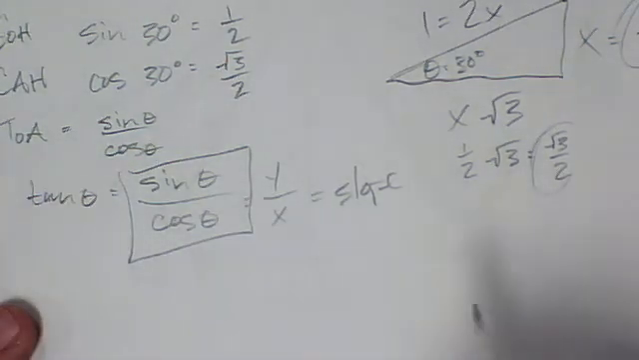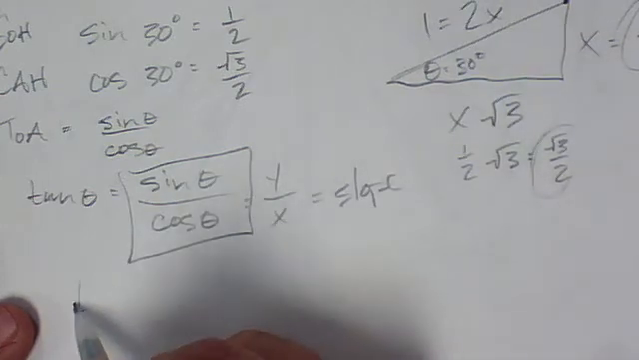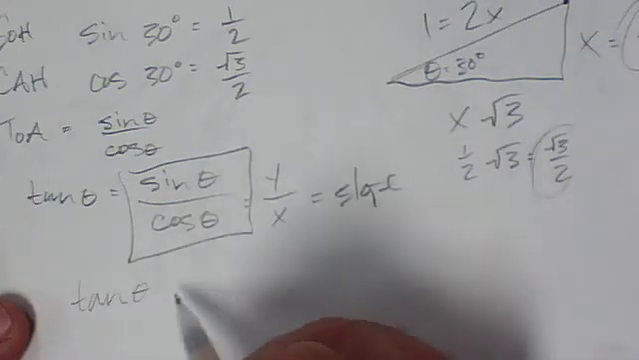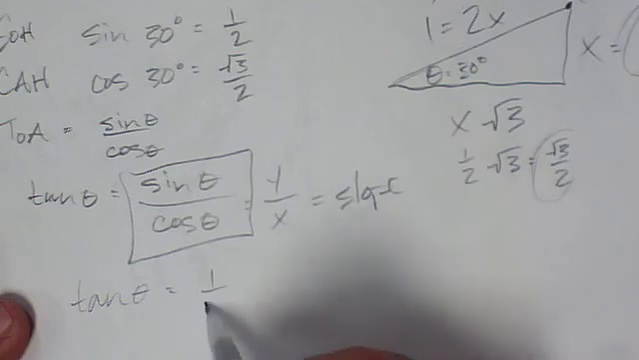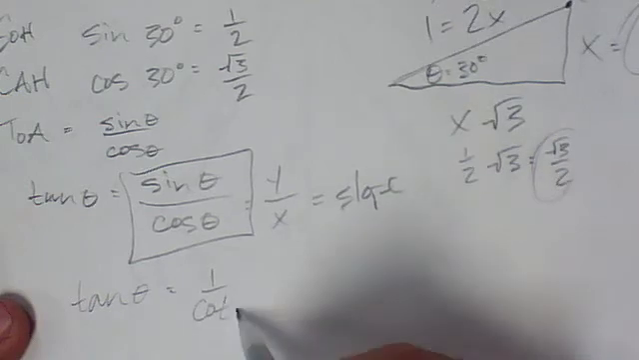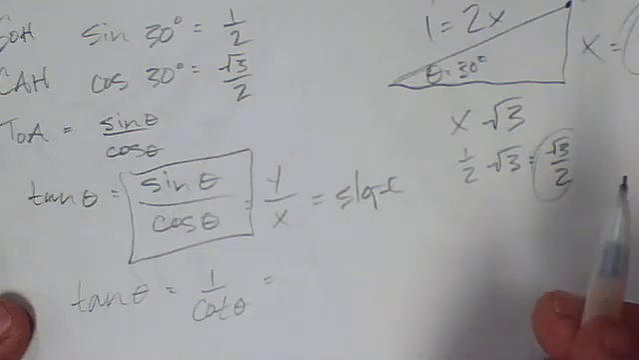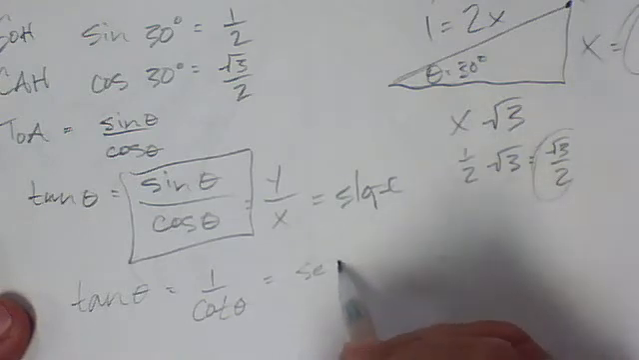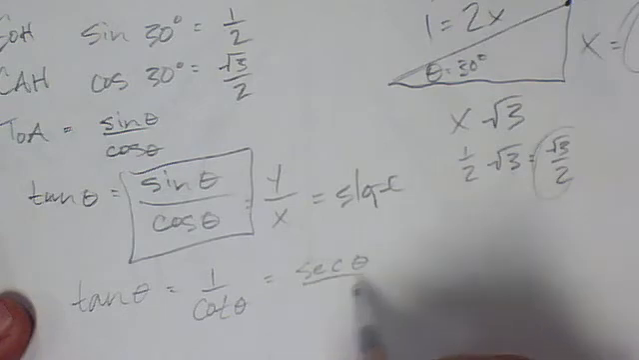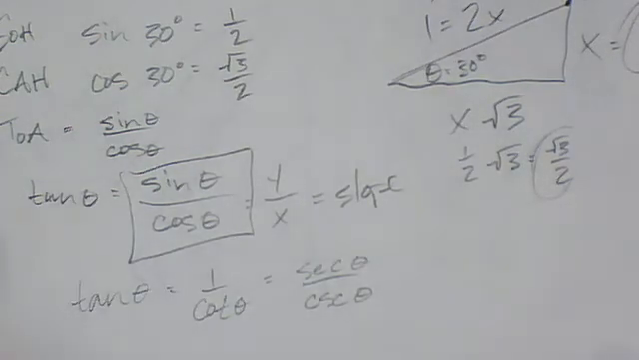Okay? I'll just give you a few more facts about tangent. We know it's the reciprocal of cotangent. And it would also be secant over cosecant. Not as important. We'll use that more later on. Okay.